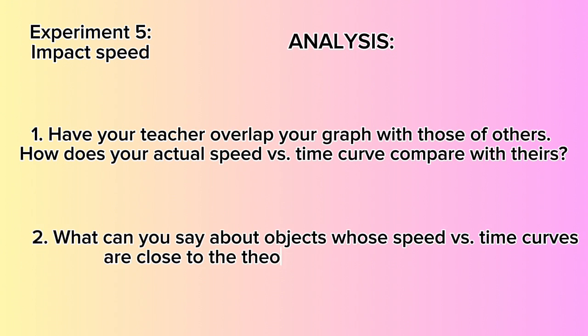What can you say about objects whose speed versus time curves are close to the theoretical speed versus time line? Objects with curves close to the theoretical line were measured more accurately and were less affected by air resistance or timing errors. Their acceleration is closer to the expected value due to gravity.